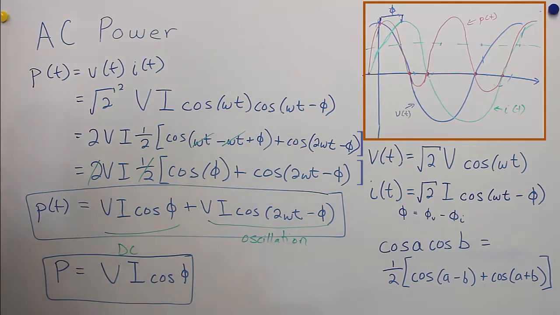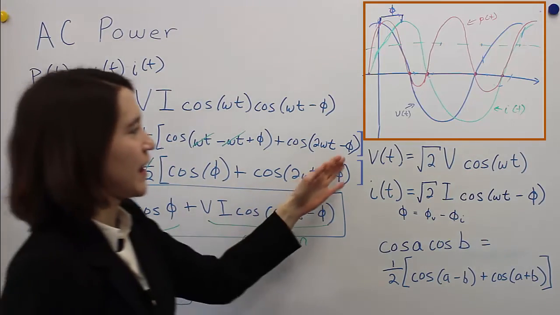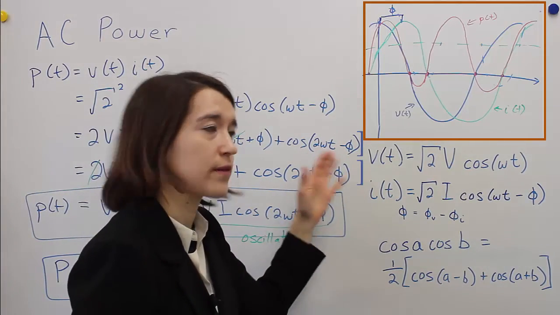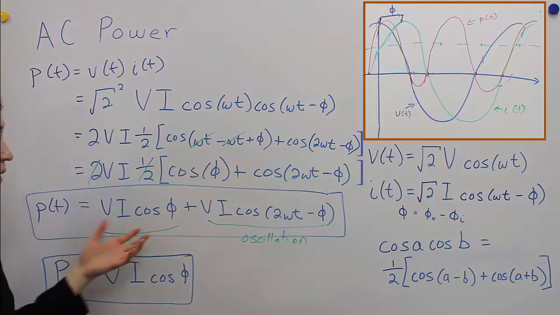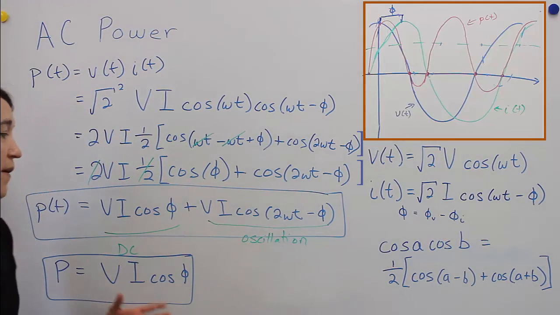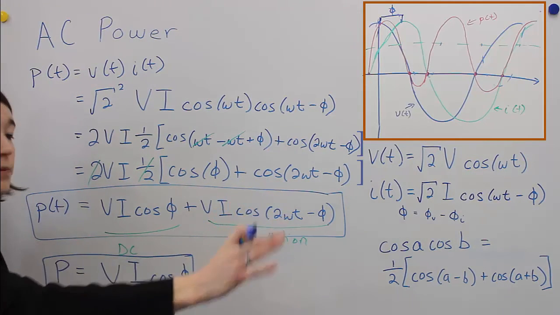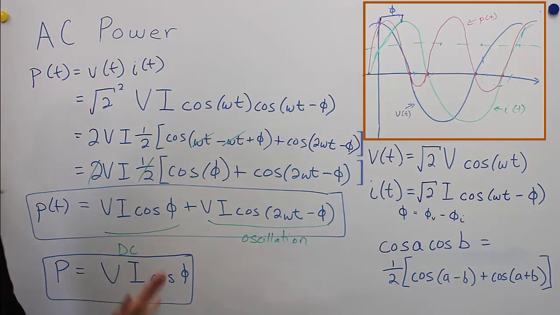I hope that made sense. We're looking at the 2 waveforms of voltage and current. Just looking at the power waveform, we see that we get a DC component and an oscillatory component. When we want to just find the average power, we can get rid of this oscillatory component and just look at the DC component. So these are the 2 equations for power, the instantaneous and the average power of an AC waveform.